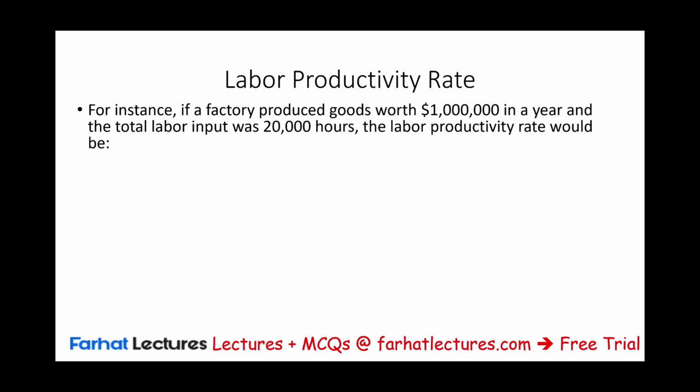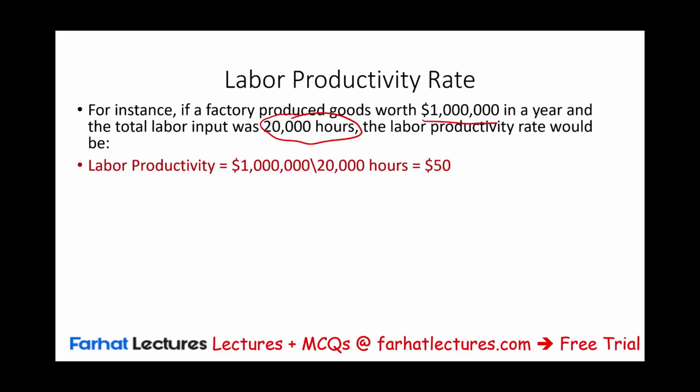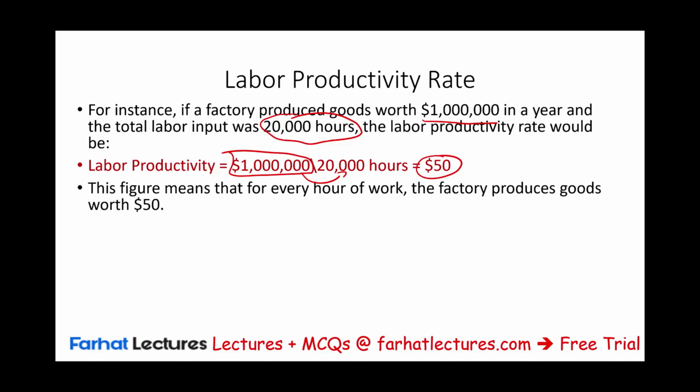Let's take a look at a problem with numbers. If a factory produced goods worth $1 million in a year and the total labor input was 20,000 hours, what would be the labor productivity rate? Well, we produced $1 million worth of goods, we inputted 20,000 hours, the labor productivity rate is $50 per hour. This figure means that for every hour of work, the factory produced goods worth $50.